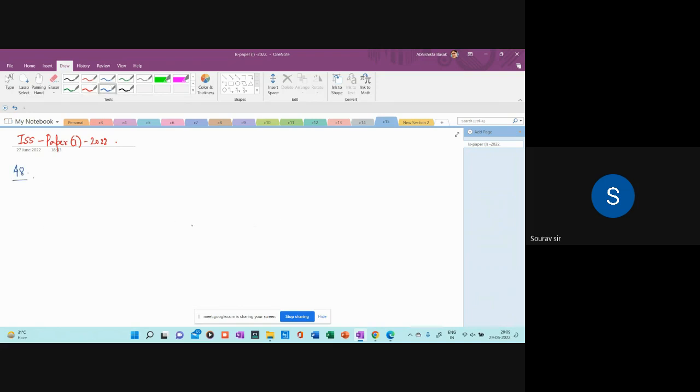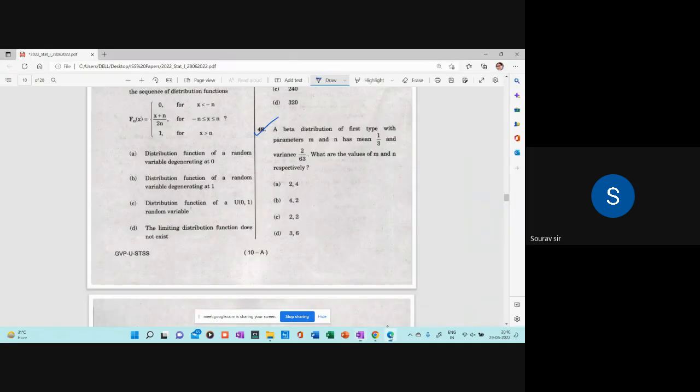The question number 48 says that we have a beta distribution of first kind with parameters m and n. The mean of the distribution is given to be one third, and the variance is 2 by 63. We need to find the values of m and n.